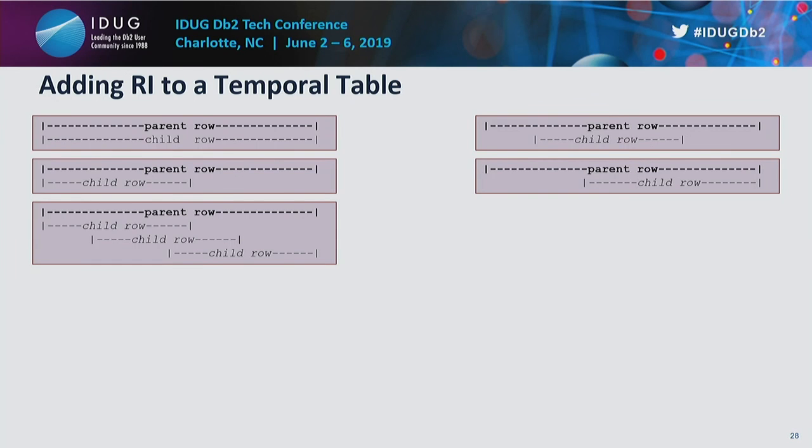Here's a visual representation. So long as your child row exists within the duration of your parent row, then it's valid. Up at the top we have the child row for the entire duration of the parent row, or just a portion of the parent row. You can have multiple different children during that parent row's validity, or partway through, or just up until the end.